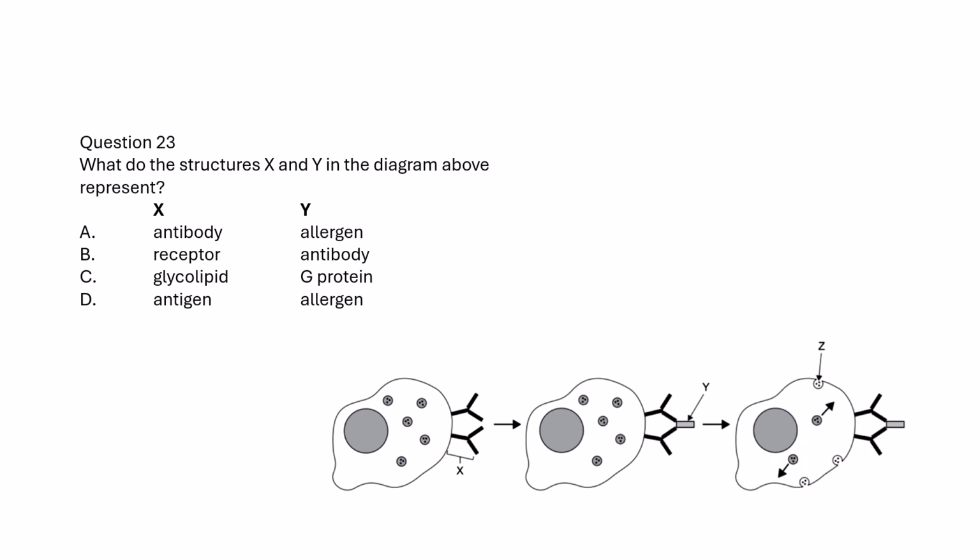Structure X is Y-shaped, which is very similar to an antibody. Structure Y is combined with antibodies, which is an antigen. However, this is a mast cell, which induces allergic reactions. So, this antigen should act as an allergen.